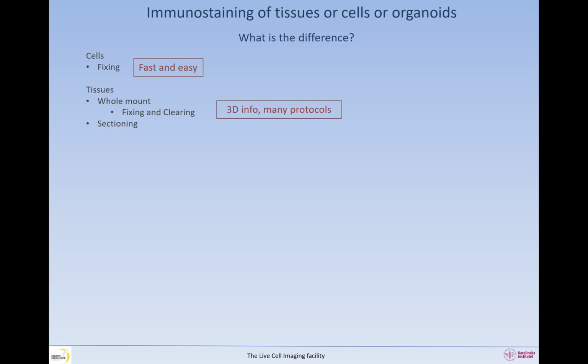Now, alternatively to processing them as a whole mount, what you can do is to section your tissues, and there are two strategies that will give you the stiffness that is necessary for the tissue in order to be able to cut it. The first strategy is freezing the tissues, and the second is without freezing them.